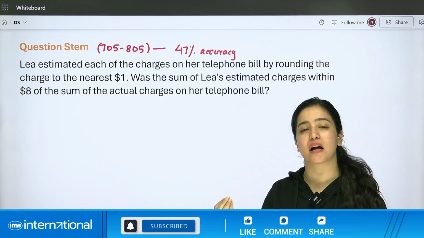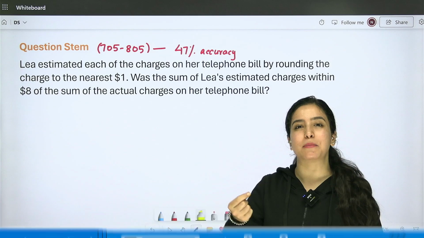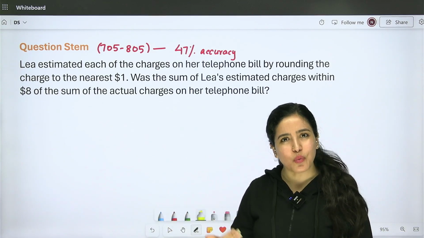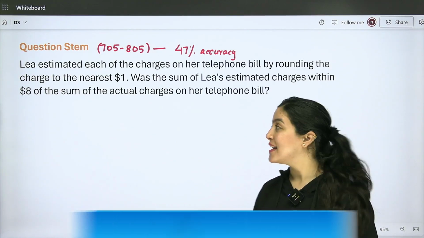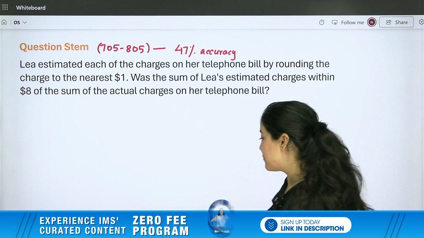What makes it hard? What are the parts? What are the elements that people get confused with? And how do we approach something like this so that we do manage to get to the final answer? Let's start reading this question stem first.